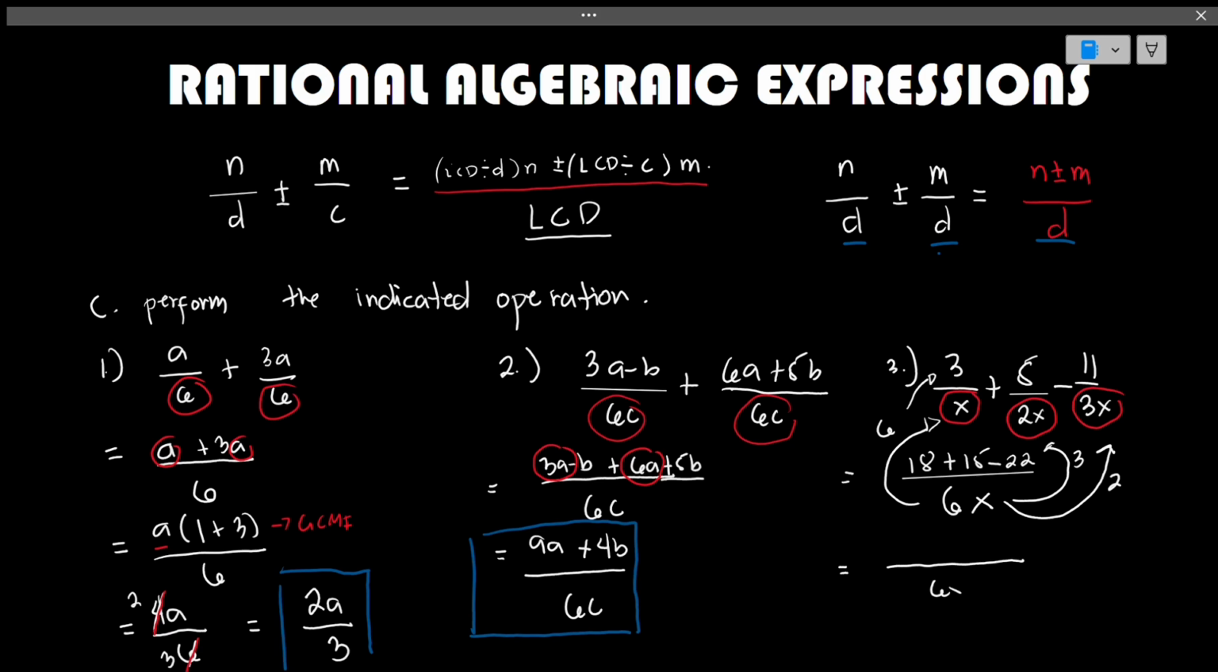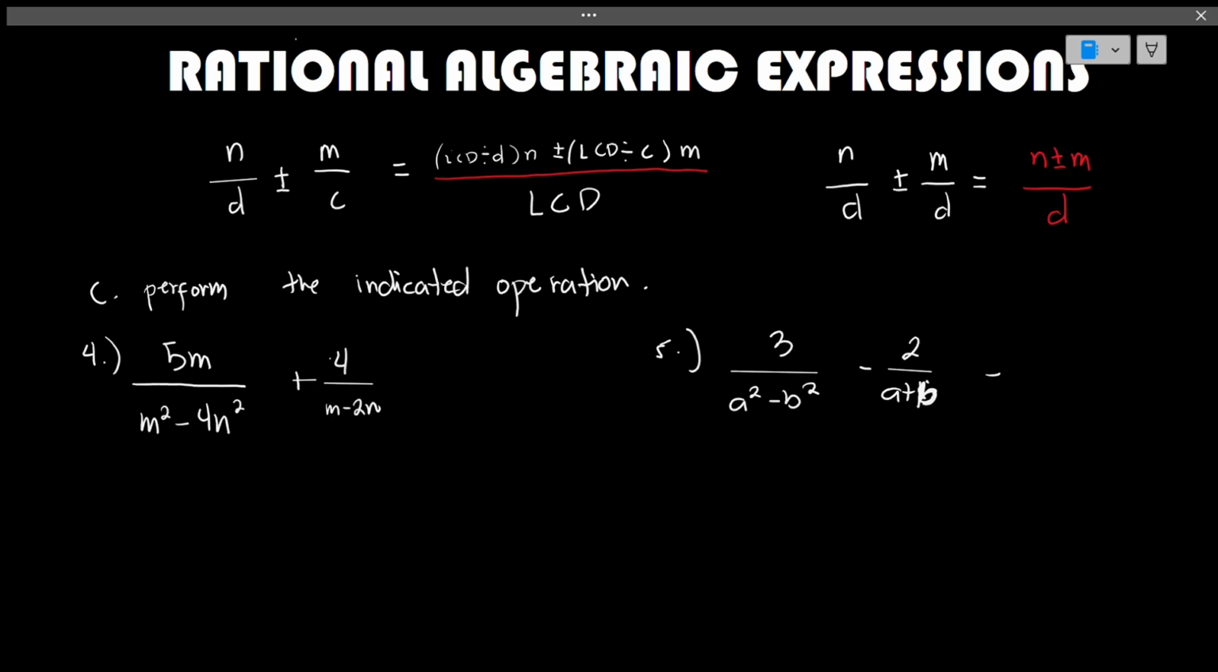Then we just need to simplify the numerator. We have 6x, 18 plus 15 is 33. We have 33 minus 22, the answer is 11 over 6x. Now, 11 and 6x don't have any common factor, so this will be your final answer.